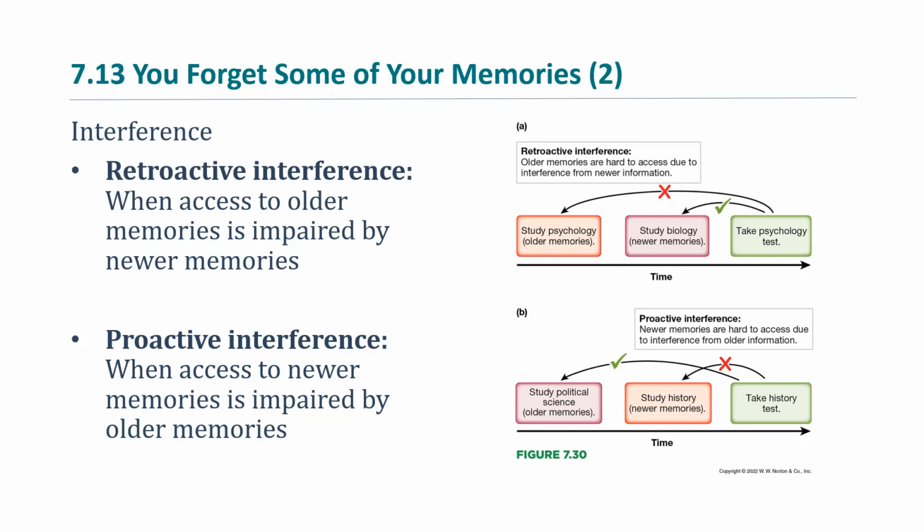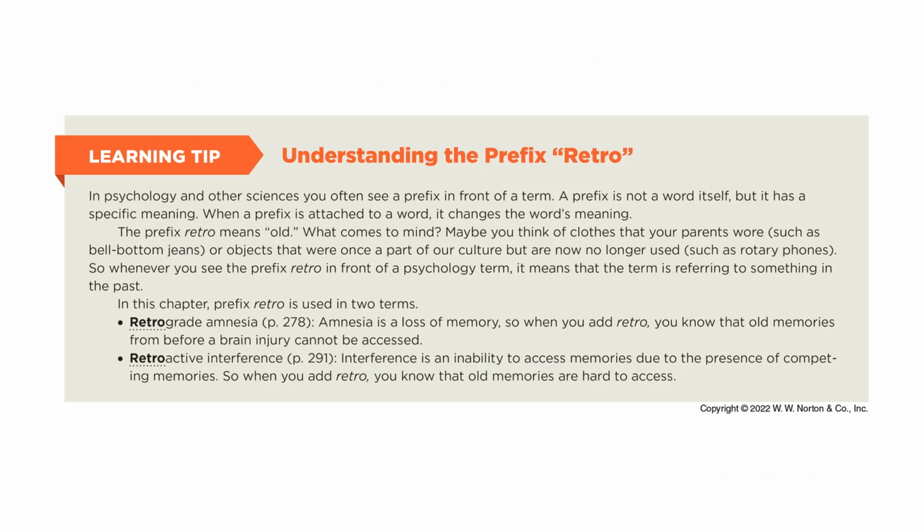Okay, let's go on. It's one of these little learning tips. Retro means old. We've seen retro used a couple of times. Retrograde amnesia we talked about. That's when, after a brain injury, you have trouble remembering things from the past. So retro means old, like in the past. So retrograde amnesia is when you forget things from the past before the brain injury. Just like retroactive interference is when new information interferes with older information.